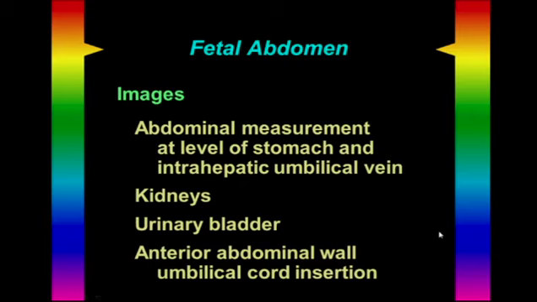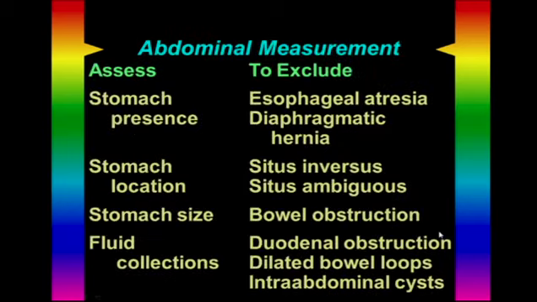During a routine obstetrical ultrasound, the images that we take in the fetal abdomen include the abdominal measurement, which is taken at the level of the stomach and intrahepatic portion of the umbilical vein. We take images of the kidneys, the urinary bladder, and we take a view of the anterior abdominal wall at the umbilical cord insertion. On the abdominal measurement, the first thing we look for is the stomach.